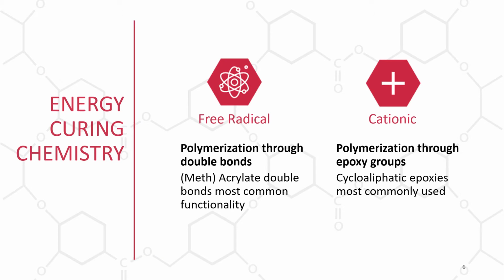Many of us are very familiar with free radical curing when it comes to UV curable coatings, inks, and adhesives. In free radical curing, you get polymerization through double bonds. So you start out with an acrylate or a methacrylate double bond, and these are the ones that tend to polymerize once you form the free radical. Cationic curing is a bit different. In this case, you get polymerization through epoxy groups.